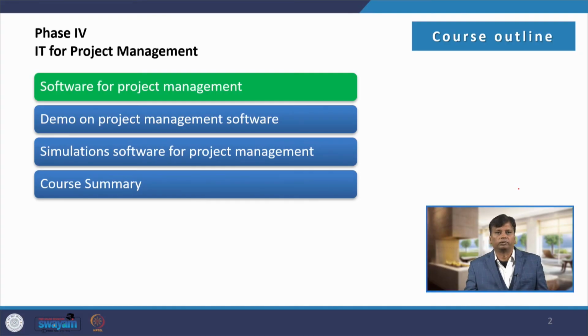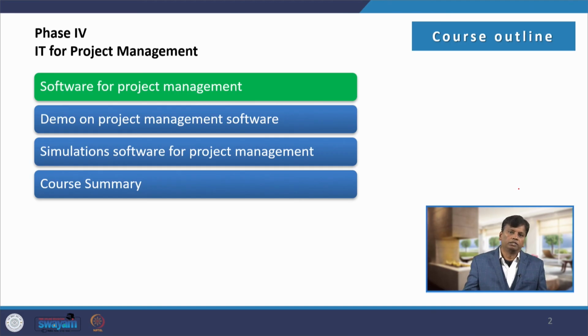Dear students, today the topic is software for project management. So far we have discussed various theories, concepts and numerical problems. These previous lectures are only for understanding the concept, but when you go as a software professional, you need to understand certain software packages.